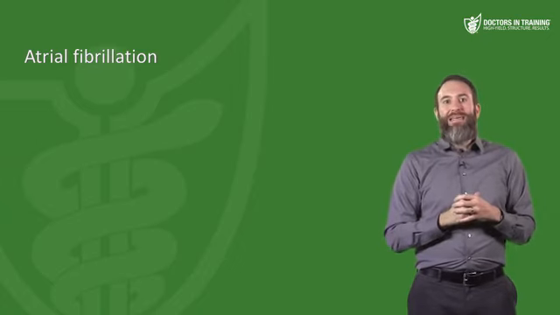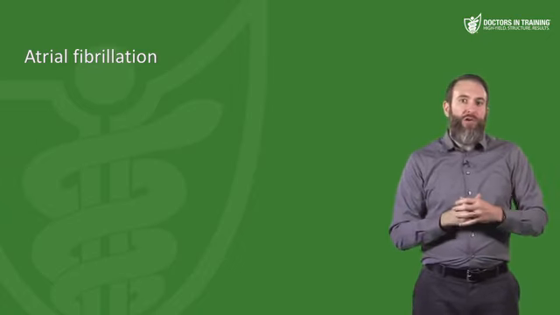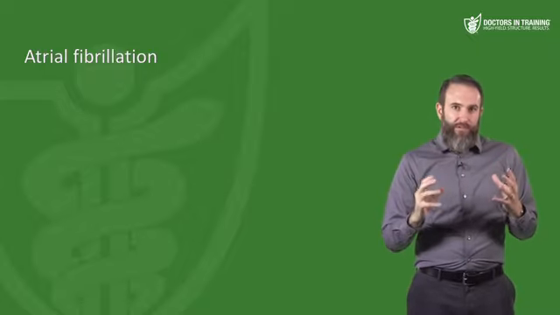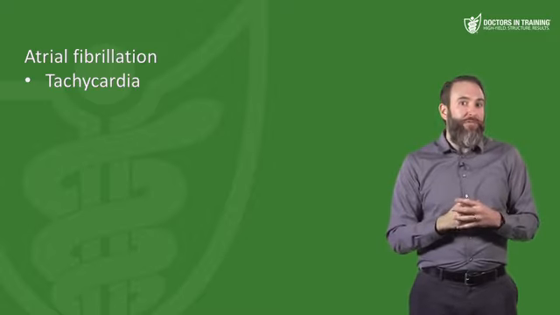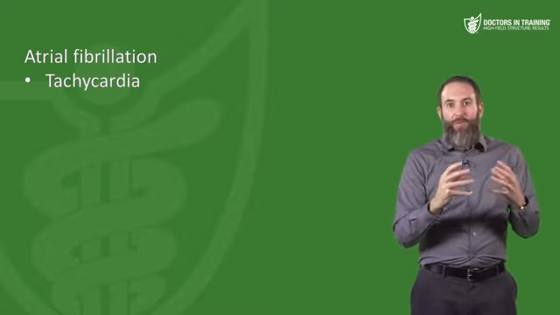Now, as we said before, the rate can be normal or increased. The atria are firing off a multitude of signals. Now, often this can result in tachycardia. Now, many of those signals get through to the ventricles and then you get that rapid ventricular rate.